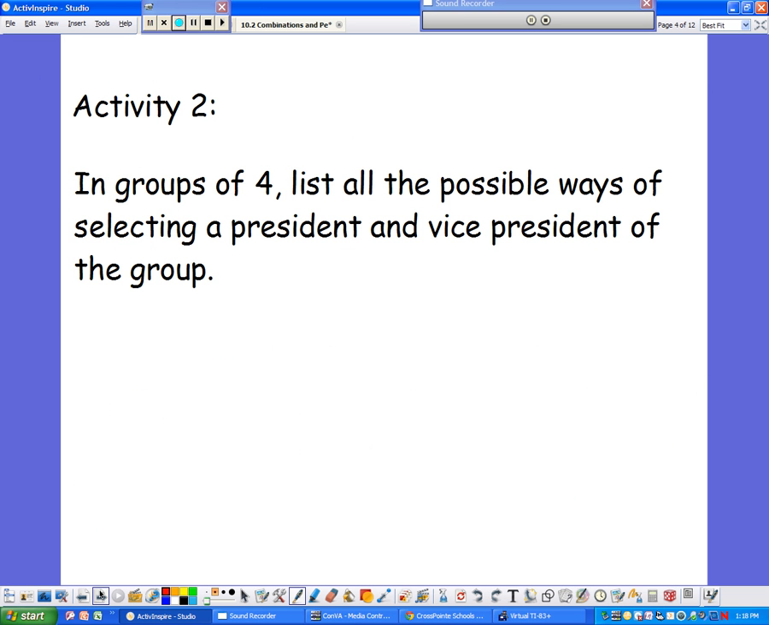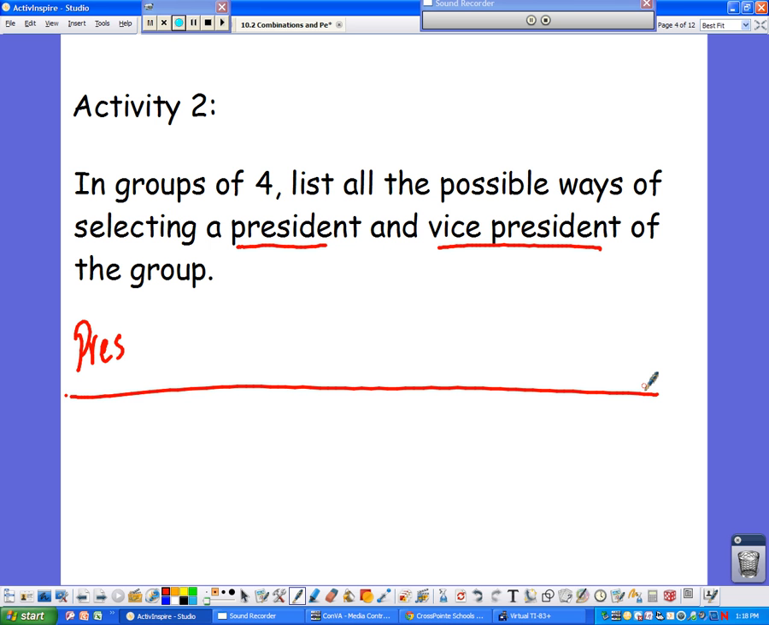Now, the only difference in the second activity is we have a group of 4, and in this group of 4, we want to know how many different ways can we pick a president and a vice president out of this group of 4. Okay? So we're going to pick a president, and then we're going to pick a vice president. Okay? So we'll just call them person A, person B, person C, and person D.